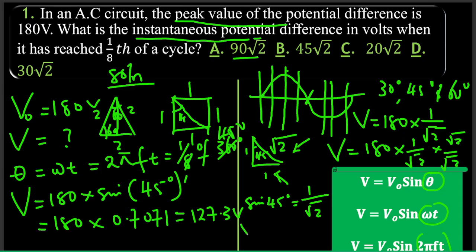So that you will get, I think I should finish it up here, V will be equal to 180 times root 2 all over 2. If you multiply what we have up there, 2 takes care of this, and we get 90 root 2. So the correct option is option A.